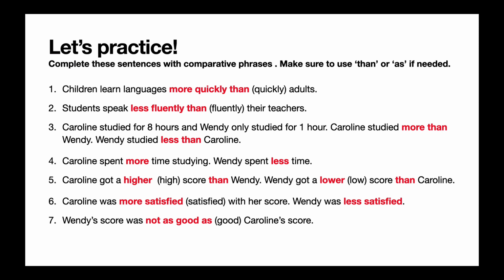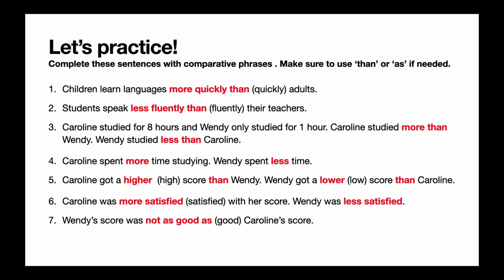Time is a noun, and time is a non-count noun here, so we just put more or less in front of the noun. For number 5, Caroline got a higher score than Wendy, and Wendy got a lower score than Caroline. So here, high and low are adjectives. They're describing the word score. So because high and low are 1-syllable words, we just add ER to the end. Higher and lower. For number 6, we are using a different adjective, satisfied, which has 3 syllables. So we're going to add more in front of it. More satisfied or less satisfied.